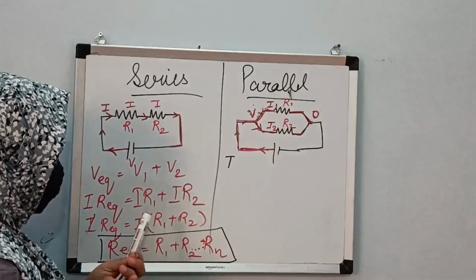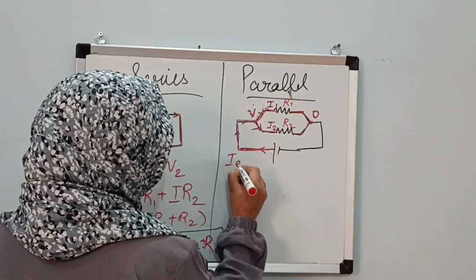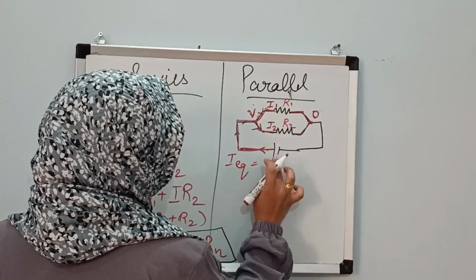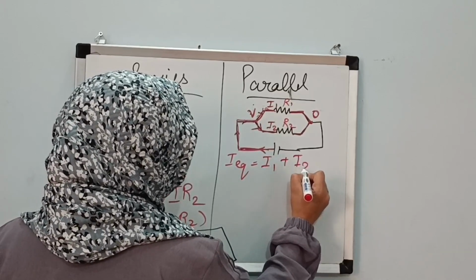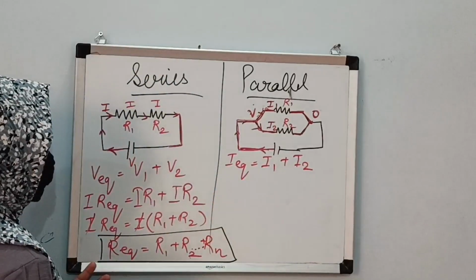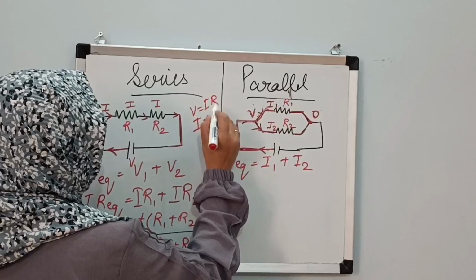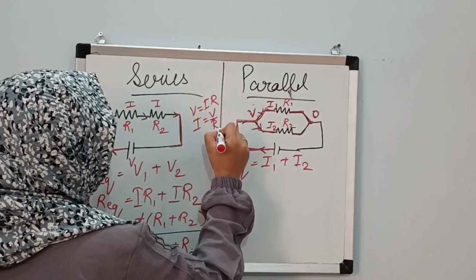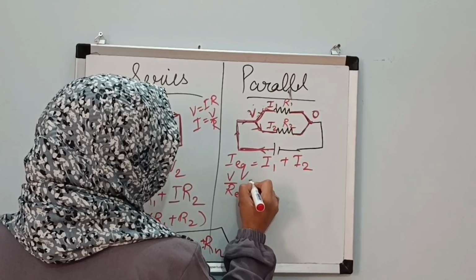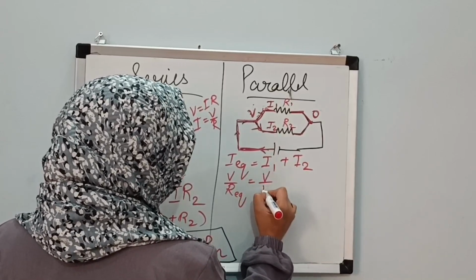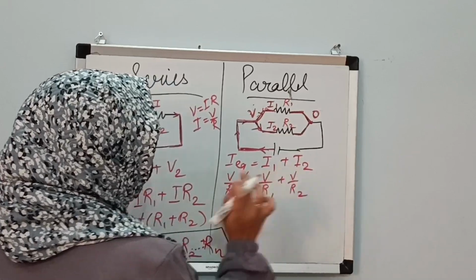So I equivalent is equal to I1 plus I2. So what is I? From Ohm's law we all know that V is equal to IR. तो I क्या हो जाएगा? I V by R हो जाएगा ना? So it is V by R equivalent is equal to V by R1 plus V by R2. We are taking V in all cases.